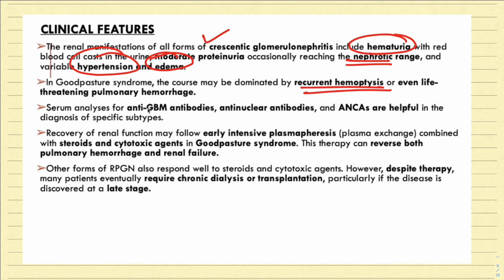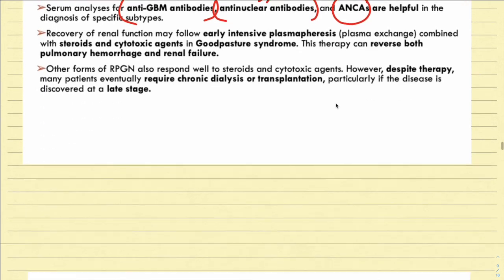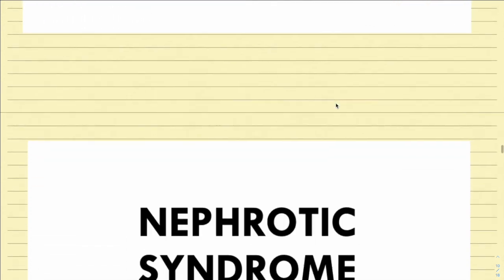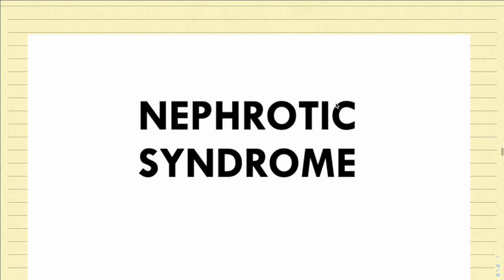Now, when you do the serum or lab diagnosis, in case of type 1 you will demonstrate anti-GBM antibodies. In case of any immune complex disease, you will see antinuclear antibodies, and ANCAs are seen in the type 3 variety. Very important things. So this is all with regard to nephritic syndrome. In the next class, we will start the nephrotic syndrome and the diseases associated with it.